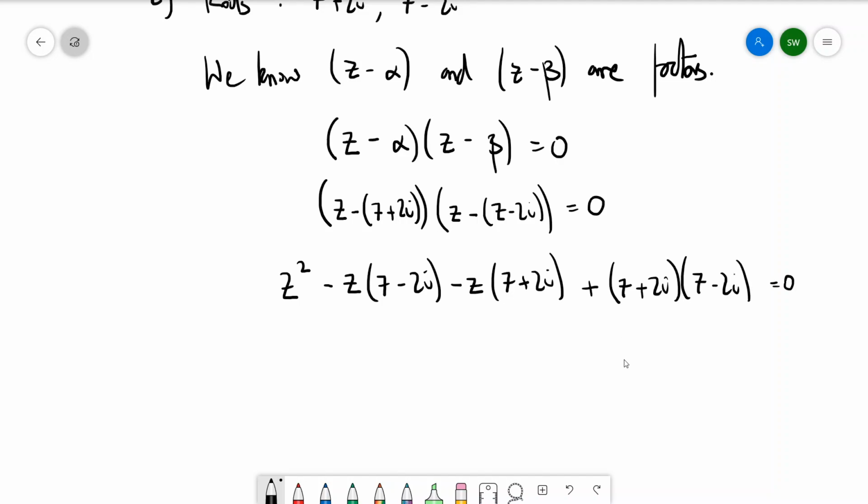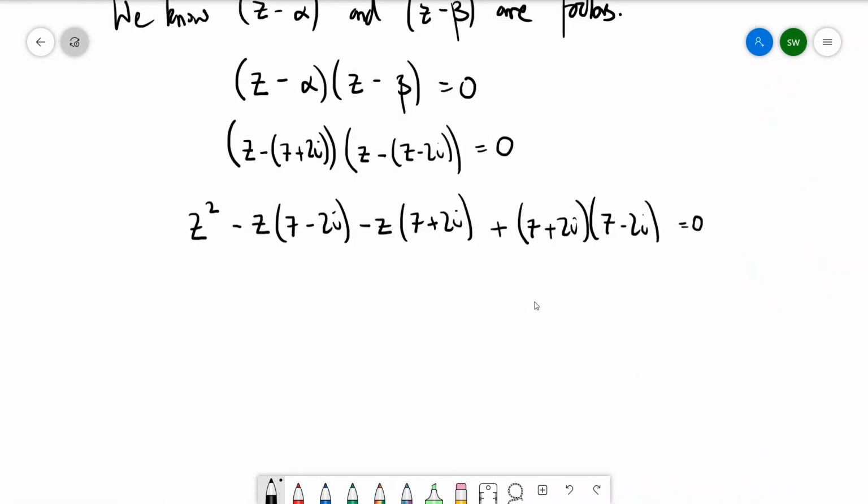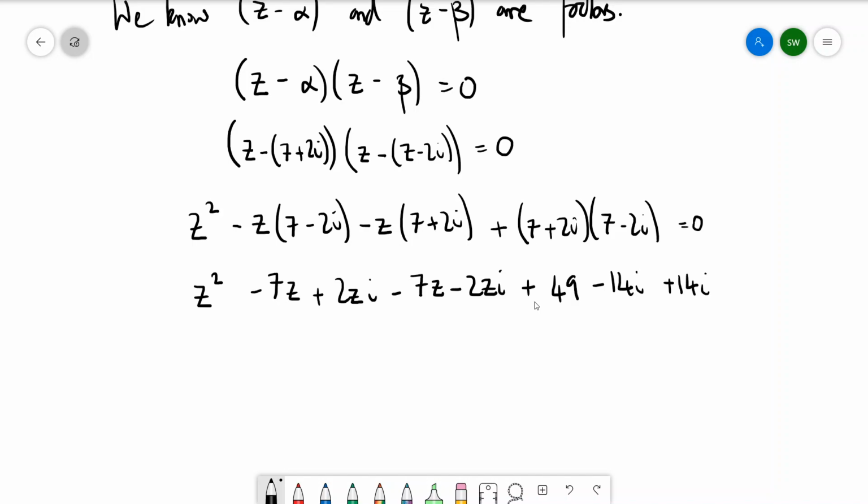equals 0. So now all we've got to do is try and expand and simplify this quadratic. So we're going to have z squared minus 7z plus 2zi minus 7z minus 2zi, and then expand this double bracket, plus 49 minus 14i plus 14i, and I'm going to do 2 times minus 2, which is minus 4, i times i, which is i squared, equals 0.